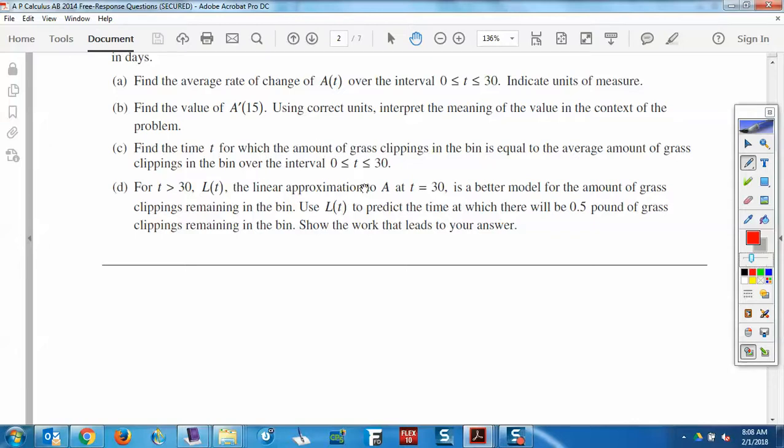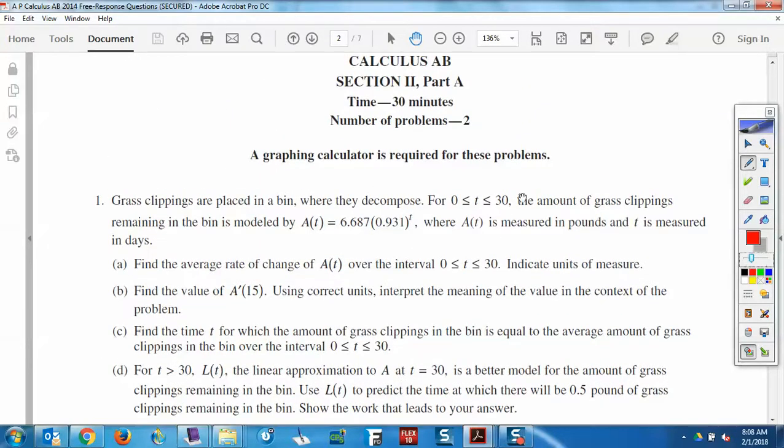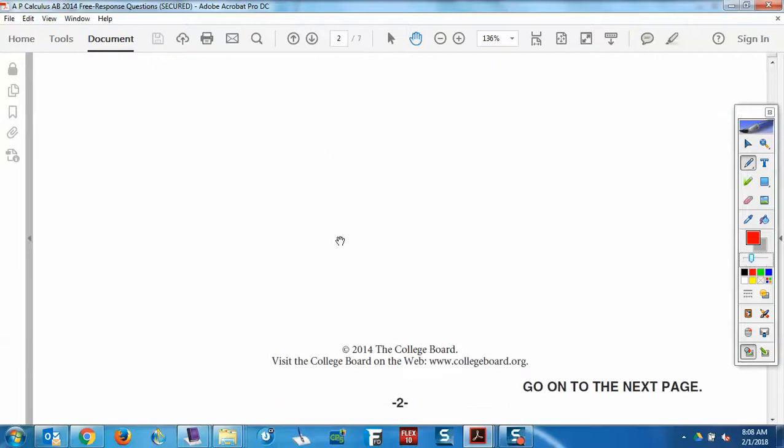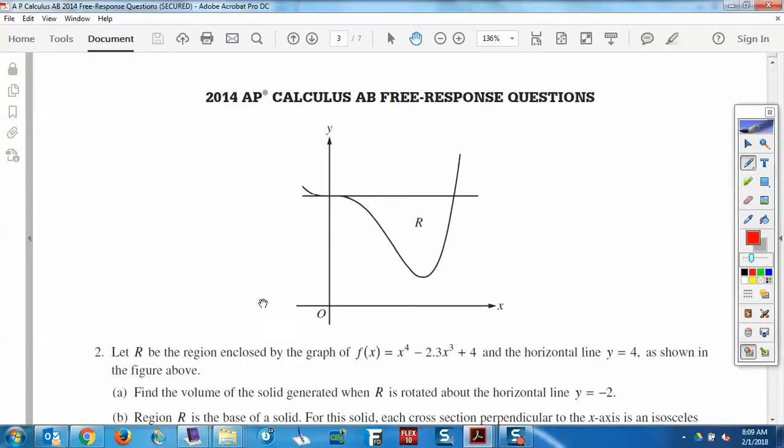And then it says L is a linear approximation. That's basically a tangent line, that's what a linear approximation is, at t equals 30. So in other words, what they're saying is once you get past 30, this equation doesn't work very well. This is an exponential, so it's going up, up, up, and then at 30 it switches and goes to a linear situation. Then you find that tangent line and when will that happen. So some tangent line stuff, rate of change stuff was in that problem.